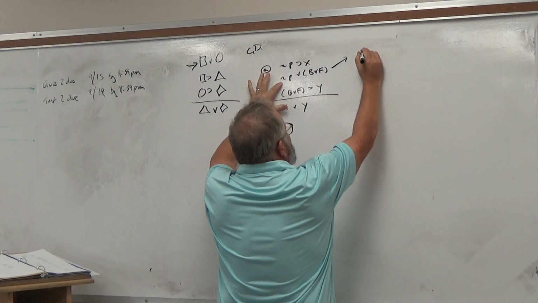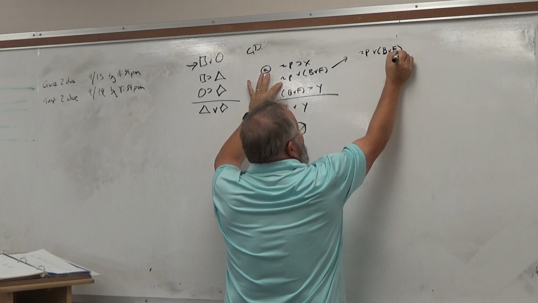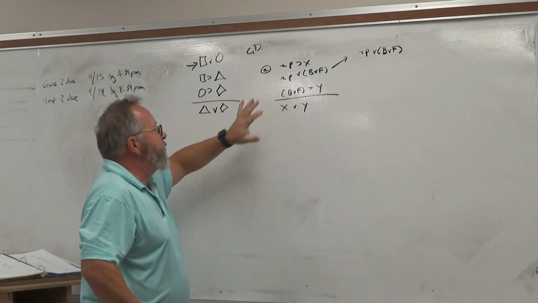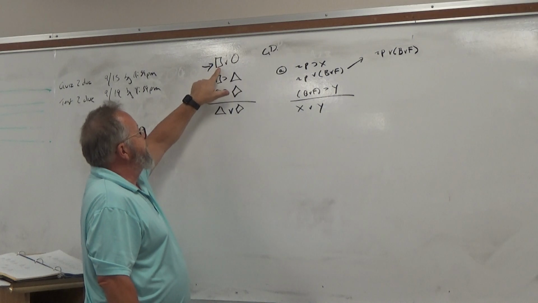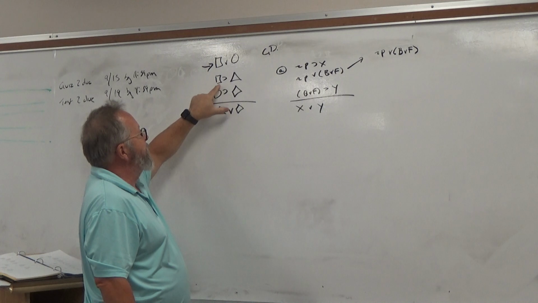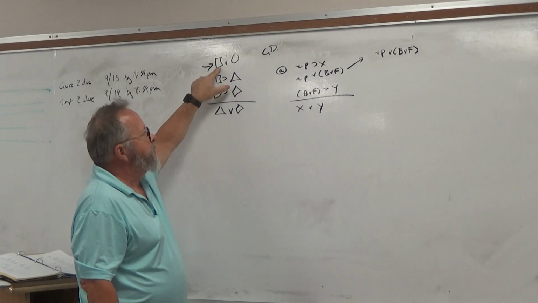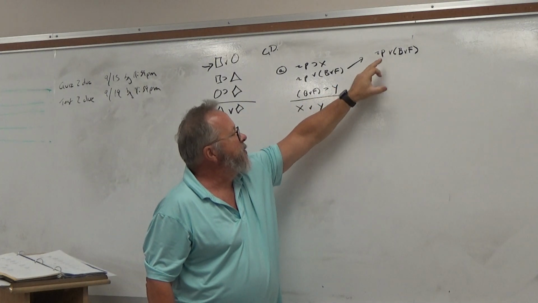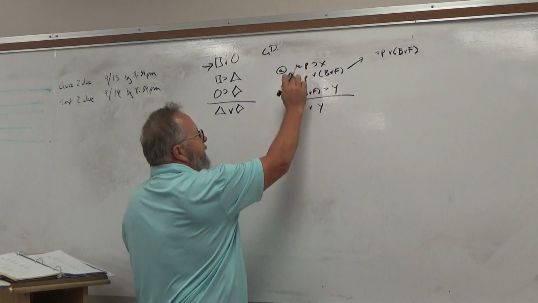One is the first one, not P or B or F, okay? Now, which one of these should I use as a second line? Well, notice this disjunction starts with the box, and the next thing is a conditional that starts with the same thing as the first disjunct. So the first disjunct is a not P, so I'm gonna look for a conditional that starts with the not P, and that's this one right here.